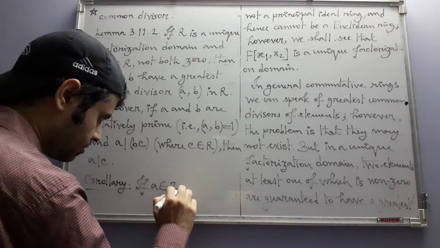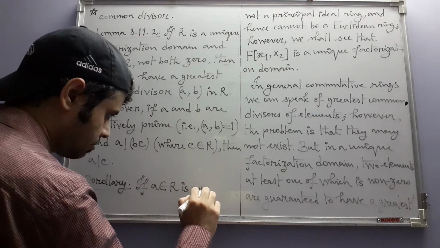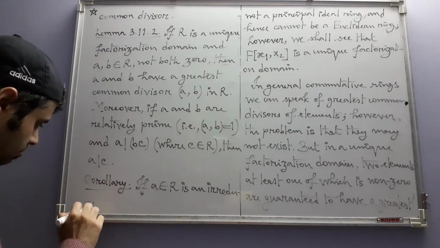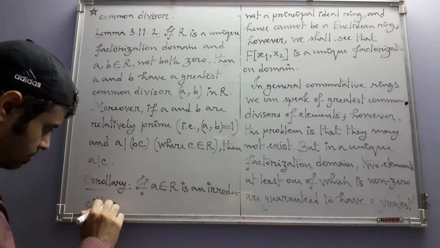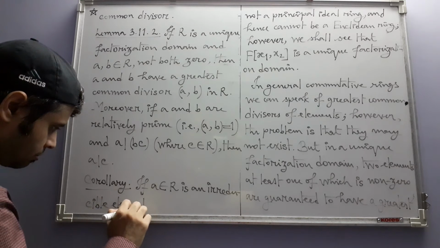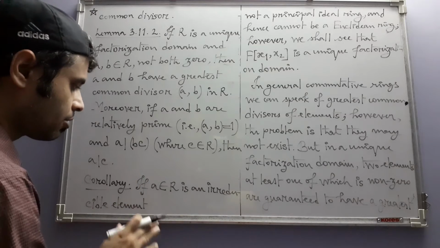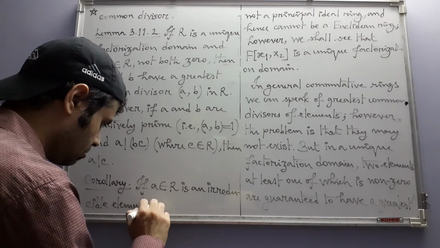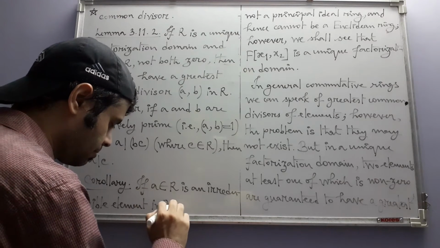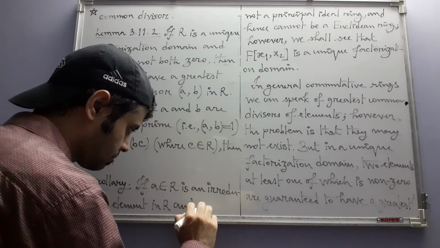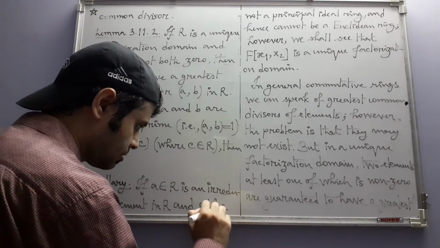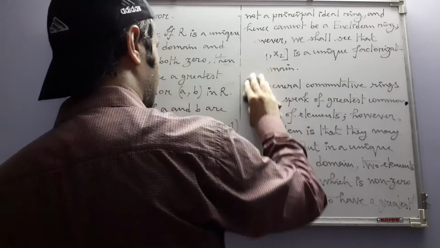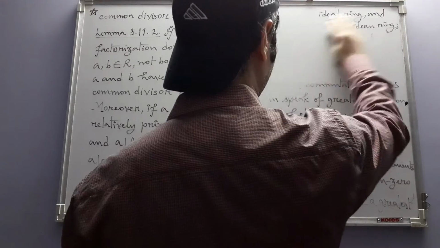If a belonging to R is an irreducible element, in this context R of course is a unique factorization domain, in R, and a divides bc, then a divides either b or a divides c.